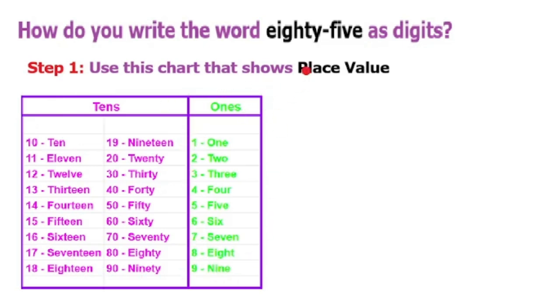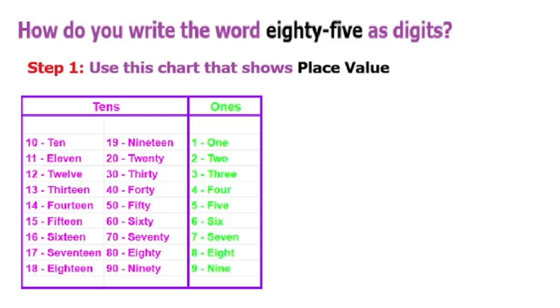So if we have a word like this, 85, we could look for the word 80. 80 is part of the tens, and then 5 is part of the ones. And you can pause this video just to get used to what this table looks like and to remember which ones are part of the tens and which ones are part of the ones.